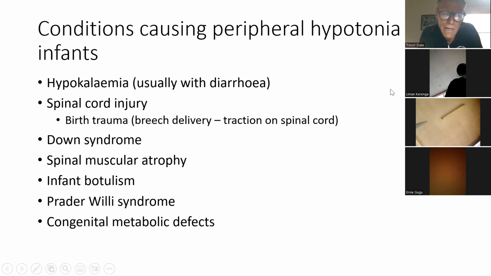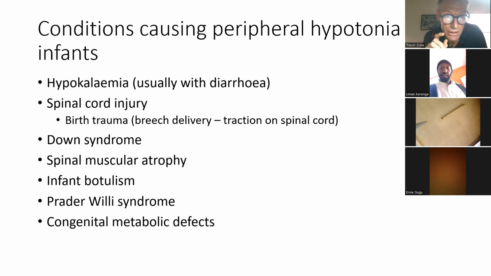So, for example, there are a number of conditions causing peripheral hypotonia in infants. Like we see babies a lot who've got hypokalemia. Their potassium is quite low, and usually that's from diarrhea. But hypokalemia, when you've got a potassium of 1.5, then you'll be very floppy, and that can be a cause of acute peripheral hypotonia. And usually those babies, if they're dehydrated, you'll see clinical signs of that as well. In the first few weeks of life, sometimes babies have spinal cord trauma. That's rare, but following birth trauma, that can lead to a peripheral hypotonia with spinal cord involvement.